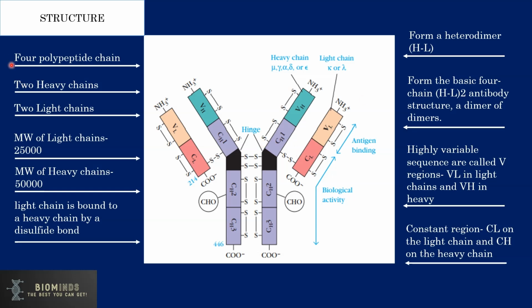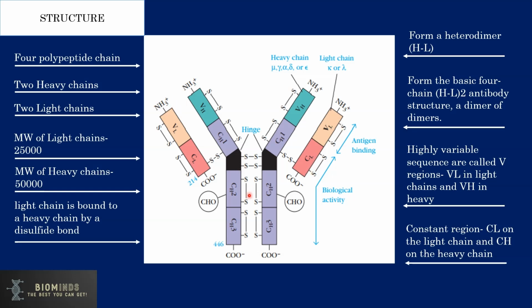There are basically four polypeptide chains. Four polypeptide means different peptide chains. Out of them, we have two heavy chains and two light chains. This is a heavy chain and this is also a heavy chain, two heavy chains. This is one light chain, this is another light chain.